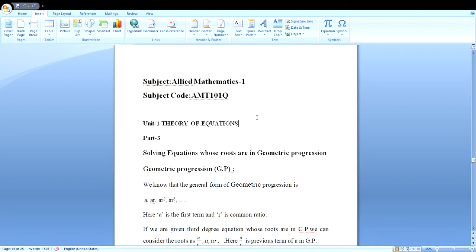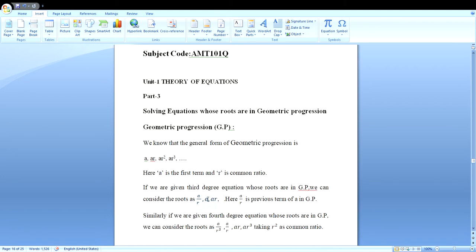Now what is geometric progression? We know that the general form of geometric progression is a, ar, ar square, ar cube, etc. Here a is the first term and r is the common ratio. If we are given a third degree equation whose roots are in GP, we can consider the roots as a by r, a, ar. Here a by r is the previous term of a in geometric progression.